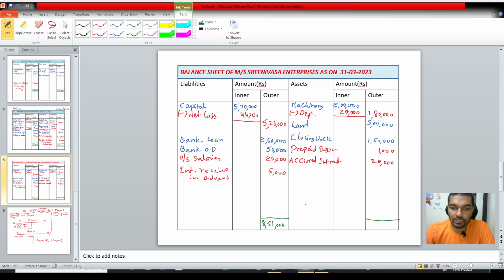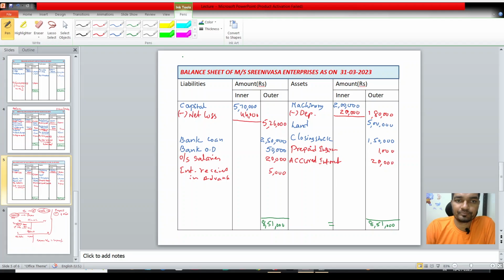8,51,000 is the total liabilities. Again we need to verify the total assets. The total assets: 1,80,000 plus 5 lakhs, 1,50,000 plus 1,000 plus 20,000, 21,000. So exactly we got 8,51,000. We should get exactly this value as per the accounting equation.